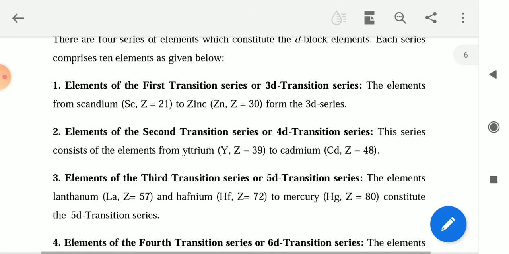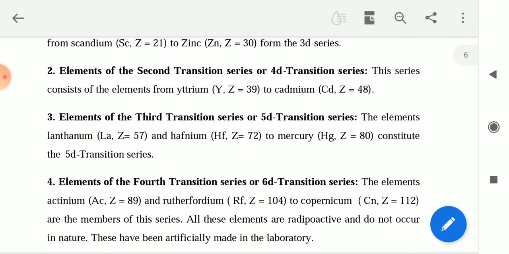So these are the transition series. The first transition series starts from scandium, whose atomic number is 21, and ends at zinc, whose atomic number is 30. This is the first transition series in the d block elements. The second transition series starts from yttrium, whose atomic number is 39, and ends at cadmium, whose atomic number is 48. The third transition series starts from lanthanum and ends at hafnium.